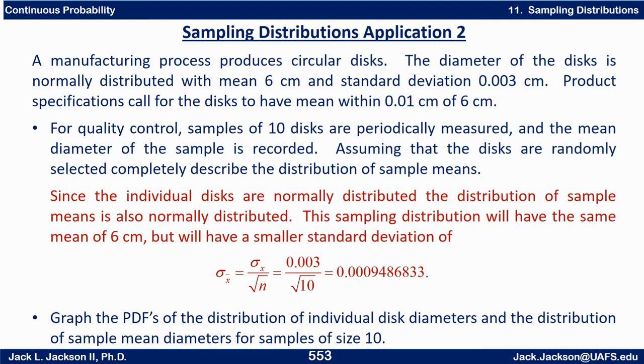Graph the PDFs of the distribution of individual disc diameters and the distribution of sample mean diameters for samples of size 10. So graph both of these PDFs. Come back when you have this done. Use your calculator. Press pause now.